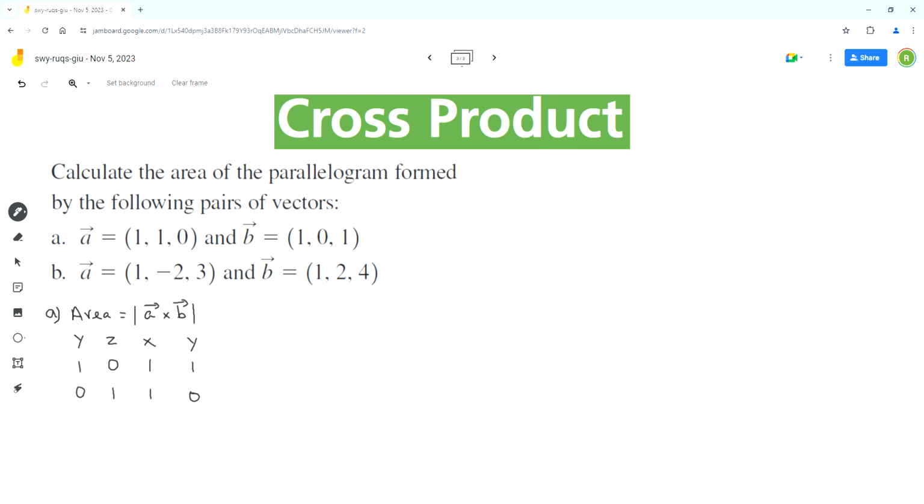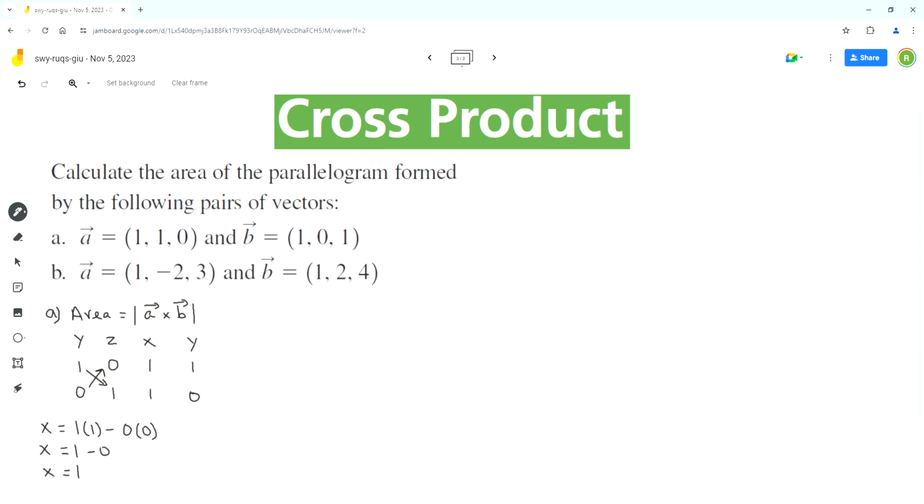So let's start with the x component. For the x component, we should cross multiply the y and z components. So we start with 1 times 1 minus 0 times 0. So 1 times 1 is 1. So I get x equal 1.